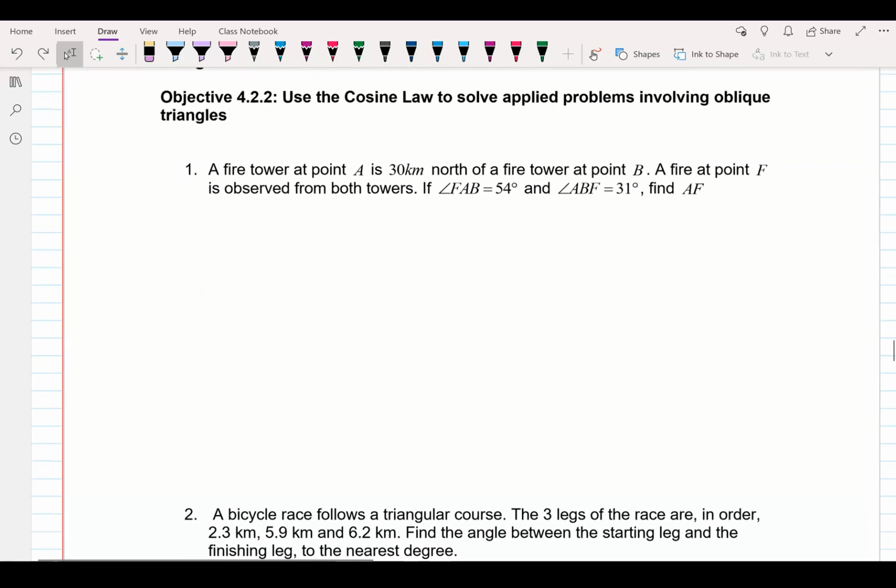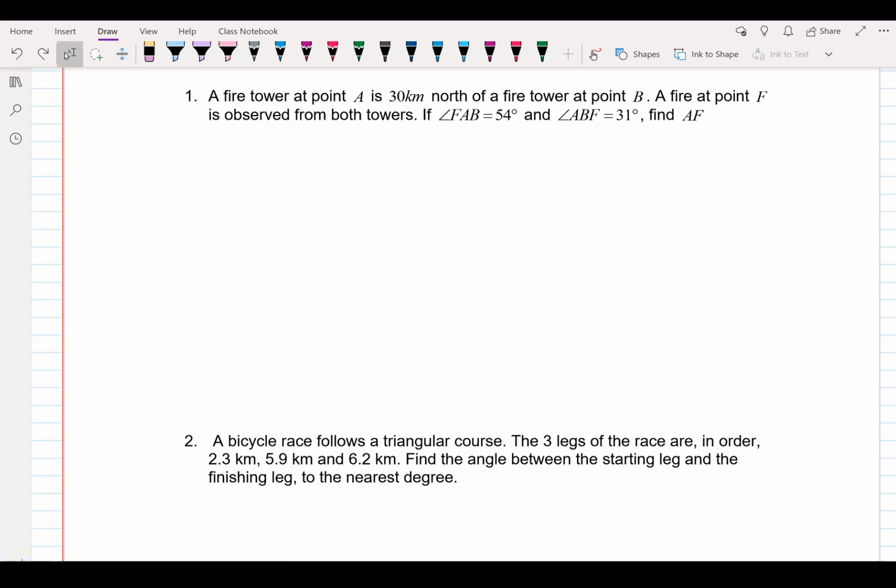But thankfully, most of the time these questions are actually a little bit easier than in other units, because we know we're still dealing with these oblique triangles. So let's see if we can make sense of a few of these here, starting with question 1 now.